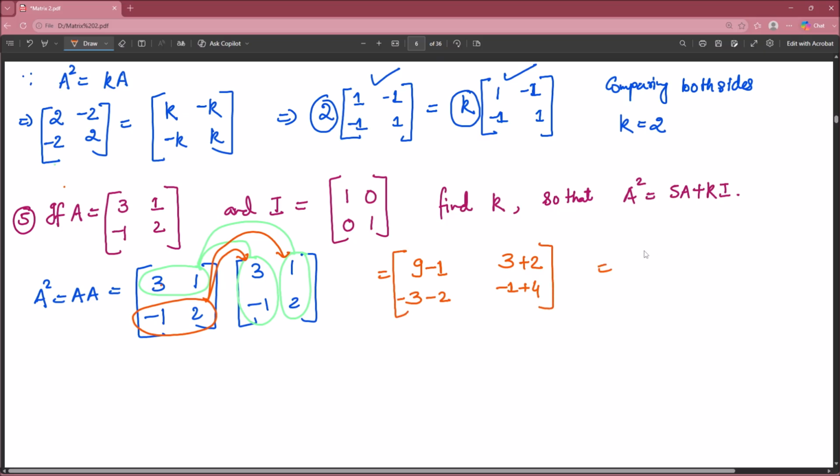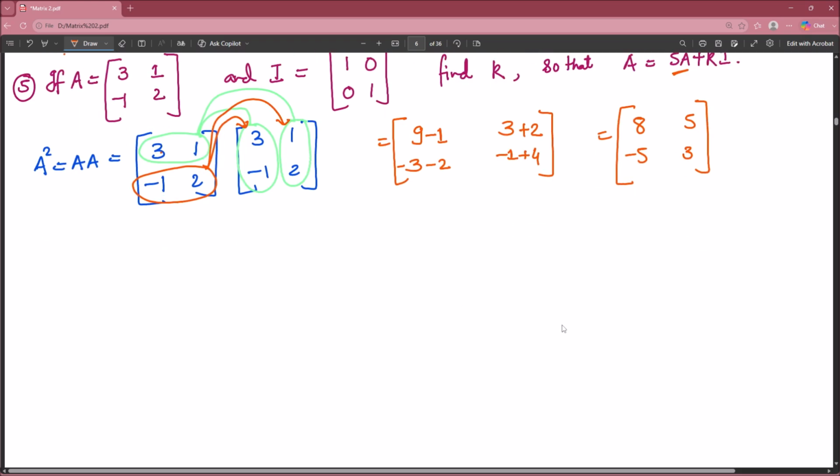So 9 minus 1 is equal to 8. 3 plus 2 is equal to 5. Minus 3 minus 2 is minus 5. And 4 minus 1 is equal to 3. The value of A square is equal to 8, 5, minus 5 and 3.